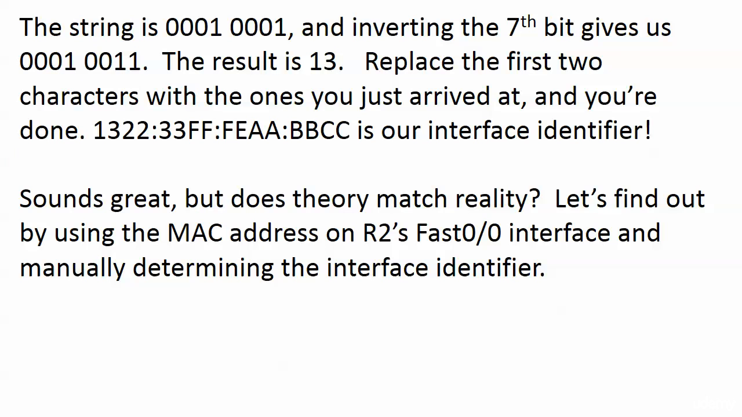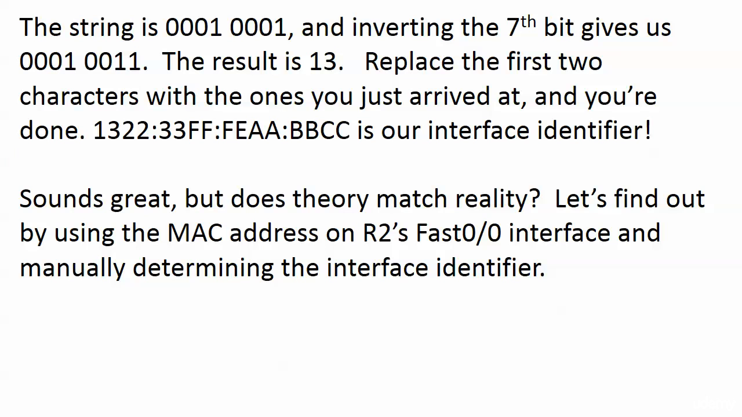Now the string to begin with was 0001, 0001. You invert that 7th bit, we get 0001, 0011, and the result is 1, 3, because the 2 and the 1 bits are now set for the second value. All you do is replace the first 2 characters with the ones you just came up with, and you're done. And our interface identifier is shown on the screen, and now it begins with 1322.